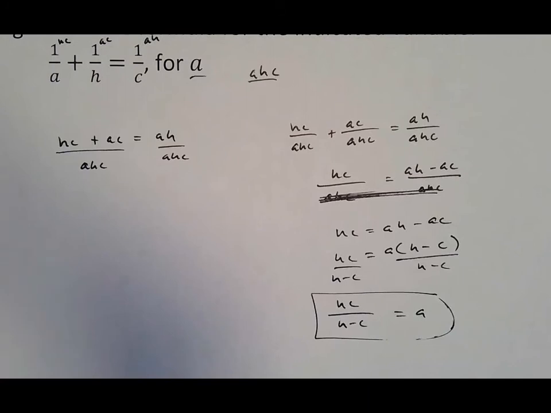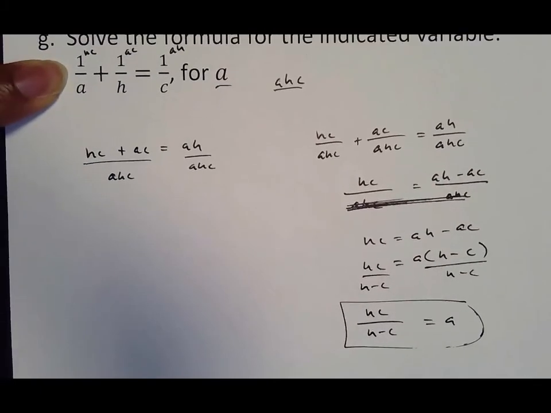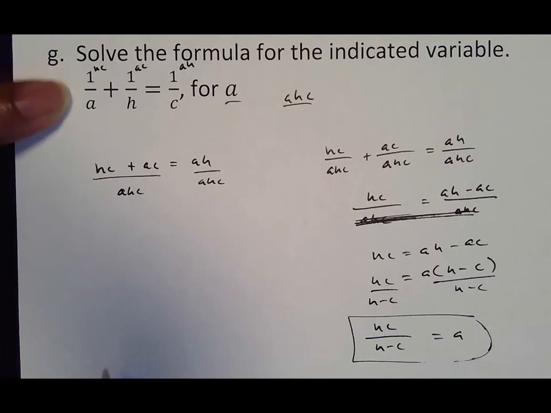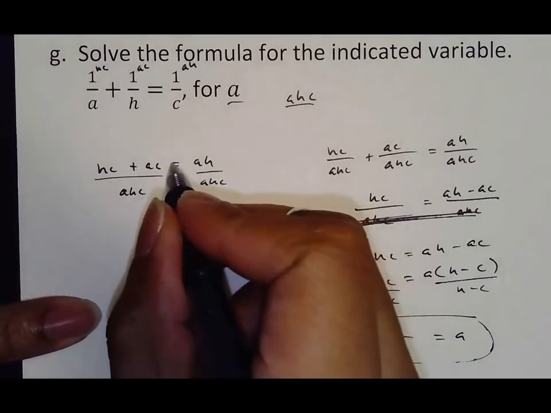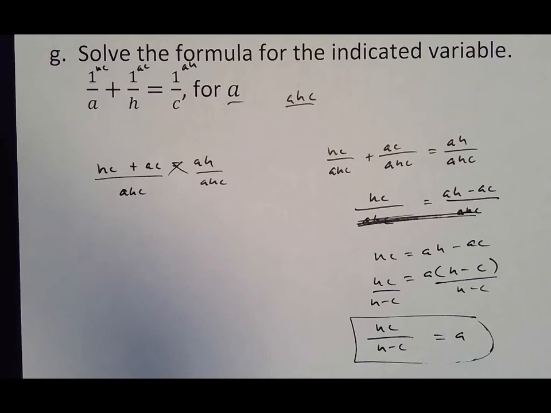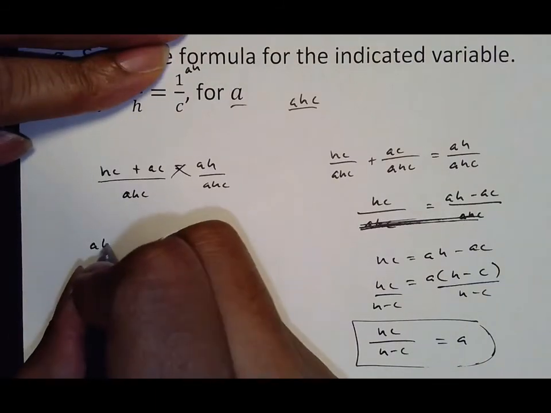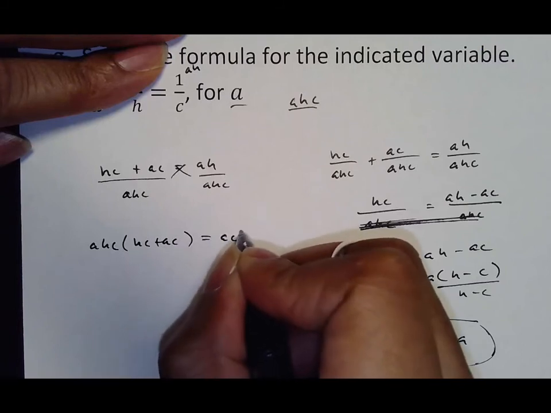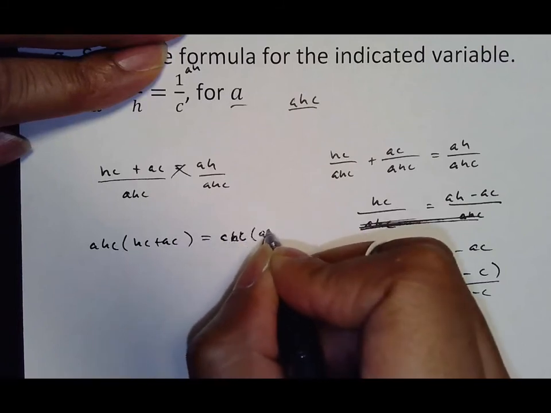If it's not your answer, it's because it's going to go into a very deep process. What I mean by that is we'd have to come back up here, rewrite this as that, yes, which is what it is, and then cross multiply. And here's the problem. You would have AHC times HC plus AC equals AHC times AH.